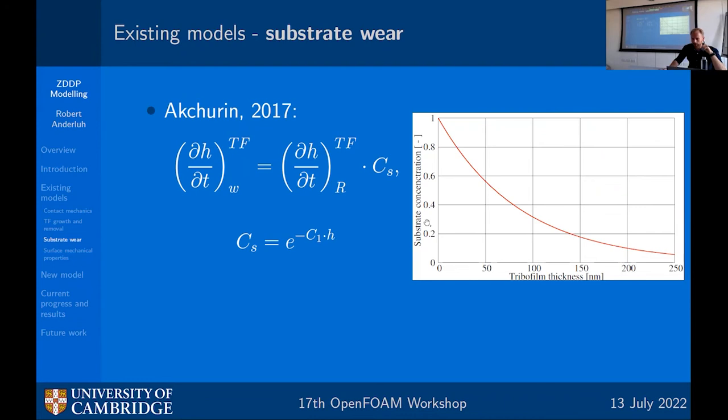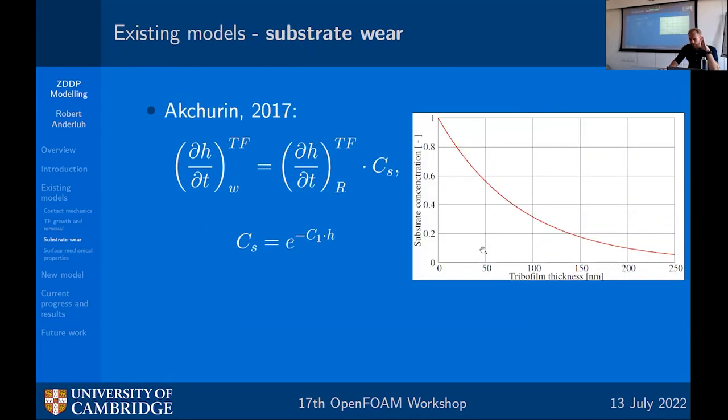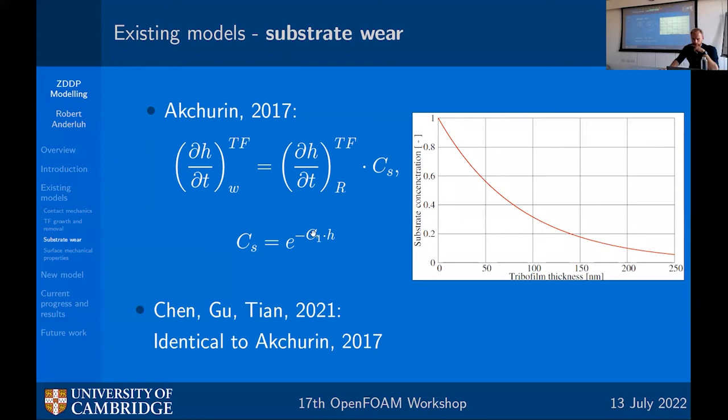Akchurin, 2017, the way he simulated substrate wear was by saying, okay, if you remember from a couple of slides before, he had this removal term for the actual tribofilm that was forming on top of the substrate. And then when he had that, he would multiply that with an assumed distribution of the concentration of the substrate throughout the thickness of the film. So basically, when you are at the bottom of the root of the tribofilm, you would have pure steel. And then the assumption is that it diffuses throughout the tribofilm and exponentially diminishes towards the surface of the film. And then using that and the pre-calculated removal rate of the tribofilm on top, he would get the removal rate of the substrate or steel. And then Chengutian in 2021 used the same idea.